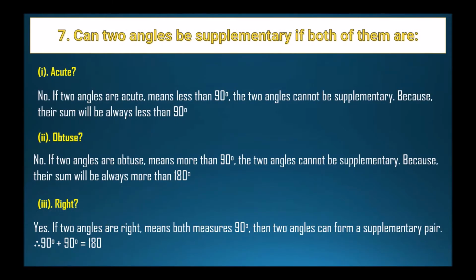Seventh question, can two angles be supplementary if both of them are acute? No. If two angles are acute, means less than 90 degree, the two angles cannot be supplementary because their sum will be less than 180 degree. Obtuse? No. If two angles are obtuse, means more than 90 degree, the two angles cannot be supplementary because their sum will always be more than 180 degree. Right? Yes. If two angles are right, means both measure 90 degree, then two angles can form a supplementary pair because 90 degree plus 90 degree equals 180 degree.